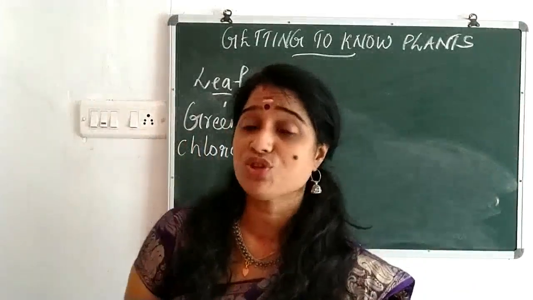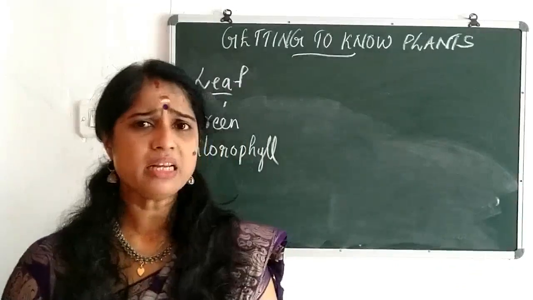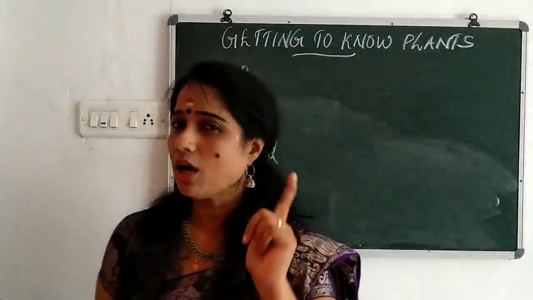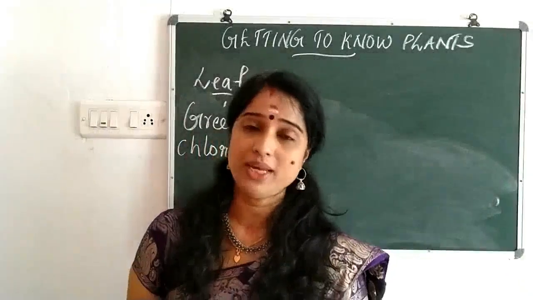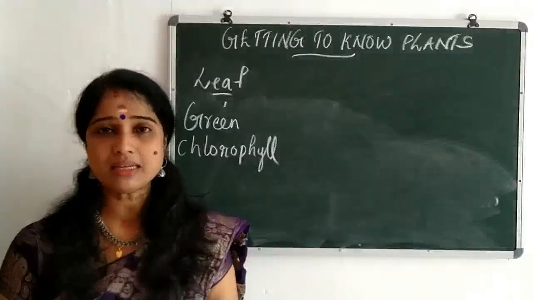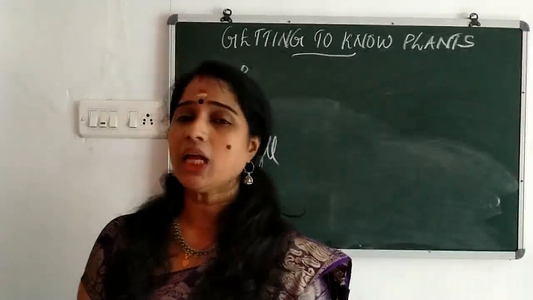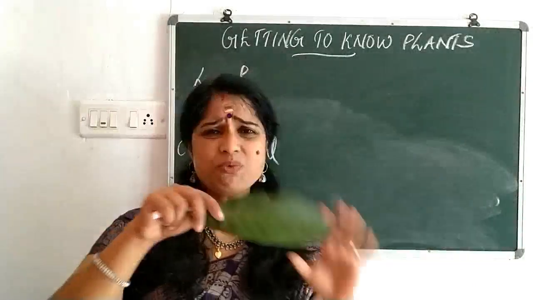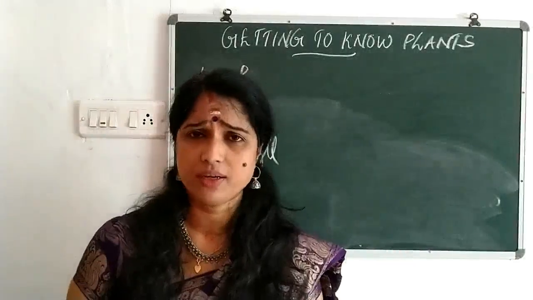You know our blood is in which color? Red color. Why is the blood in red color? Because it has got a coloring pigment known as hemoglobin. Similarly, the leaf is green in color. It is because of the coloring pigment known as what? Chlorophyll.